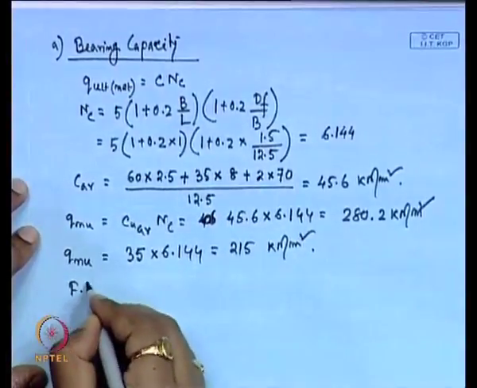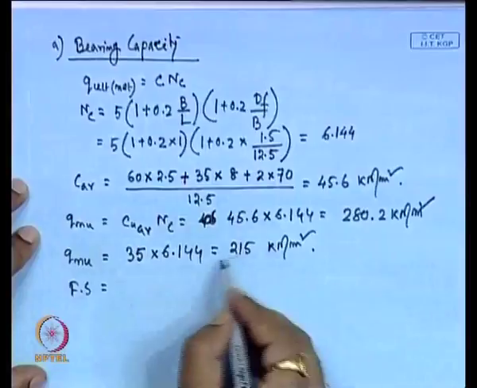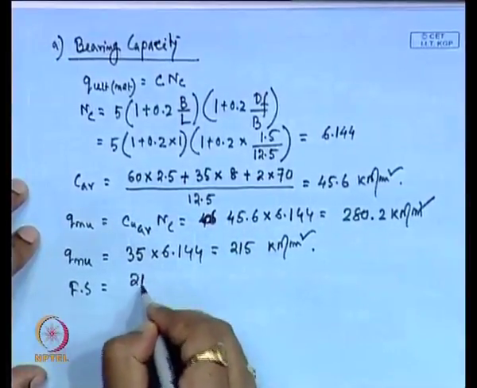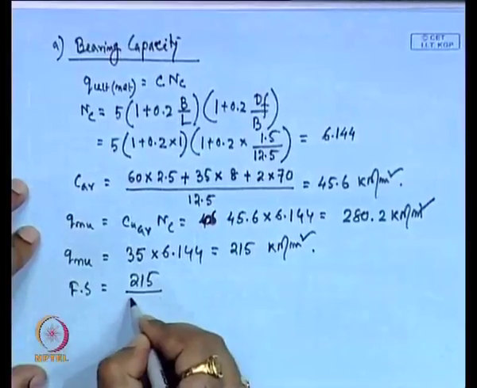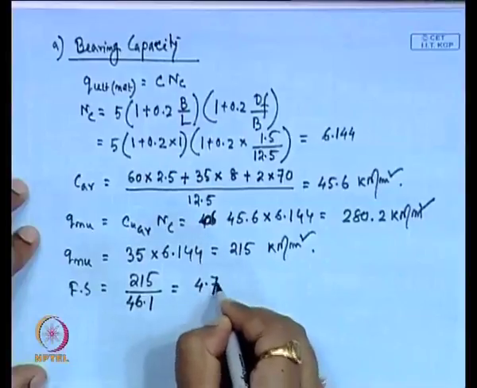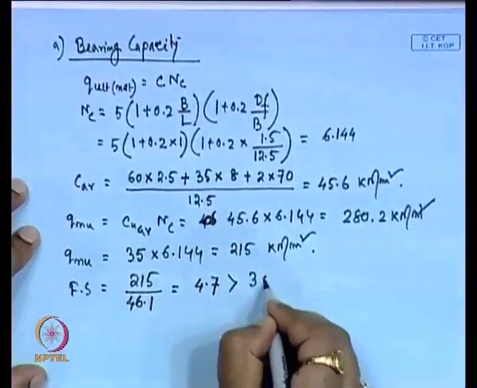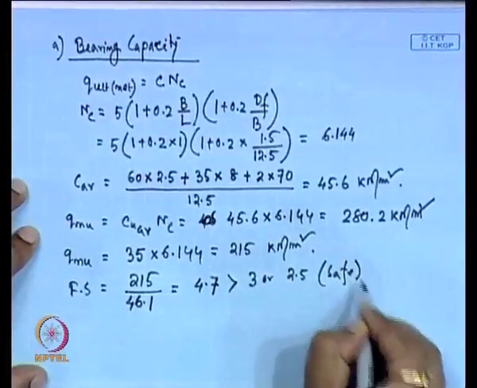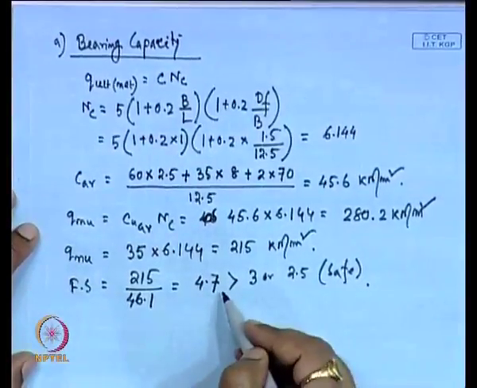So, for the factor of safety, we are taking the minimum one, that is, we are choosing this 215, and the loading intensity is 46.1. So, this is 4.7, which is greater than 3 or 2.5. So, this is safe, but it is over safe.